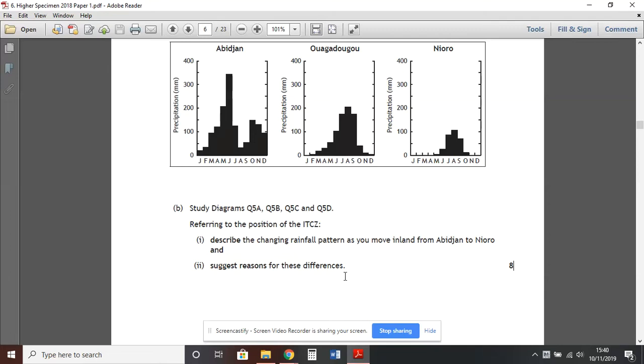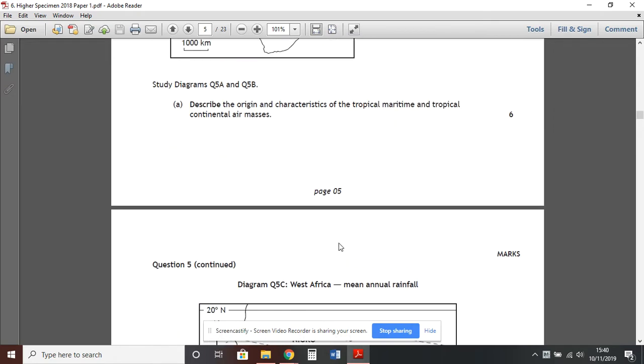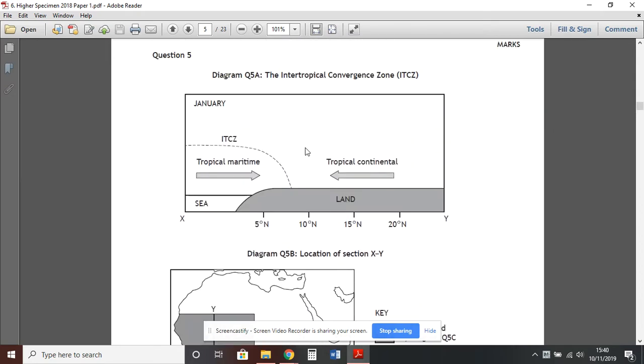Okay, this is part 3, and I recommend before you watch this tutorial, you watch part 1 and 2. Part 1 was to help you just understand the two air masses involved in the creation of the ITCZ. In this case, it was the tropical continental air mass and the tropical maritime air mass. And the ITCZ represents the point where they meet. The ITCZ is basically a weather front. And you'll remember learning about weather fronts when two air masses meet when you were doing National 5 geography.